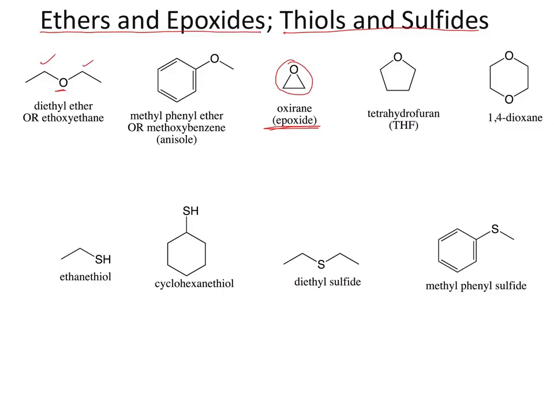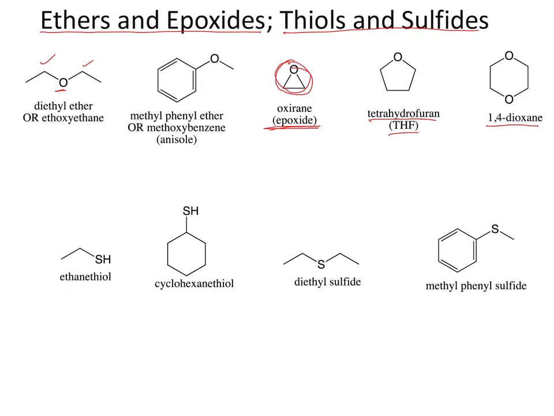It is of synthetic utility because of the high strain that it is experiencing. We also have tetrahydrofuran, which is also cyclic, commonly known as THF and used as a solvent. Then we also have 1,4-dioxane, which is also commonly used as a solvent.